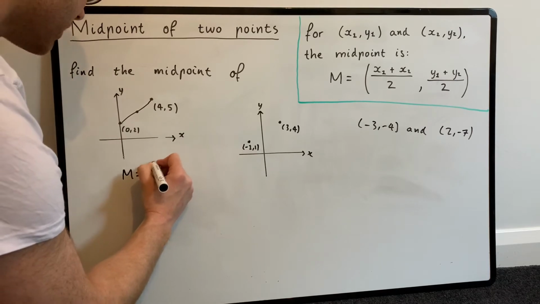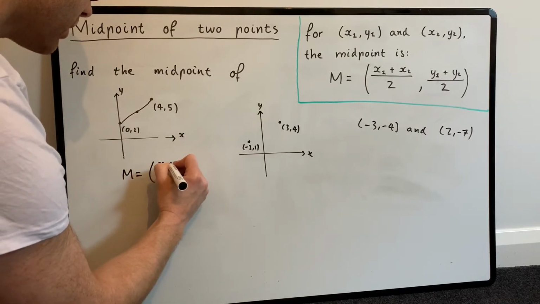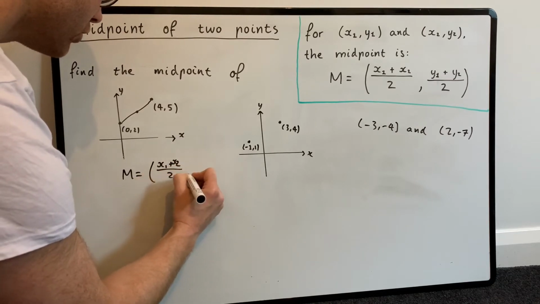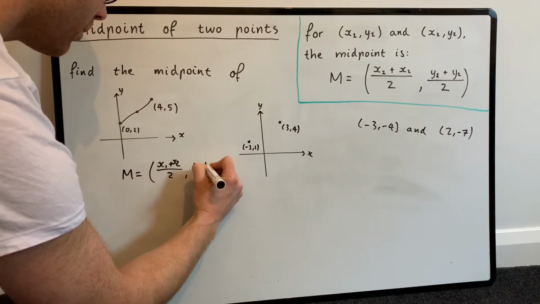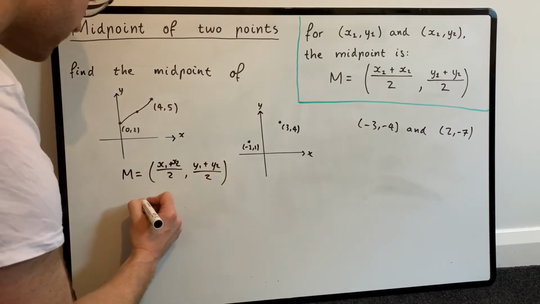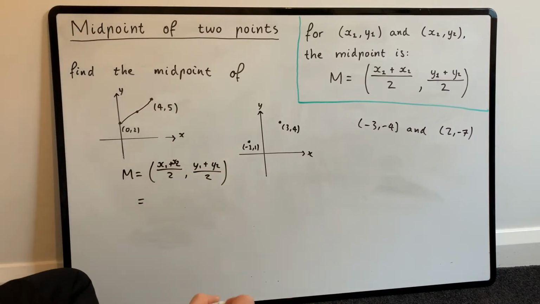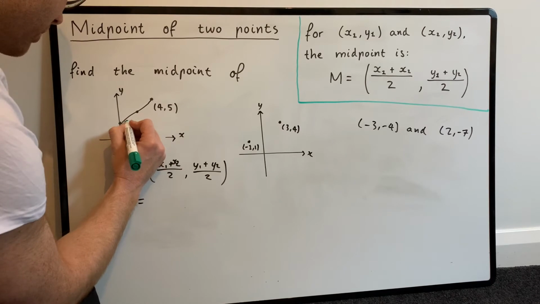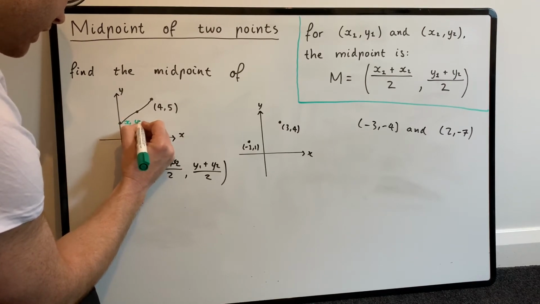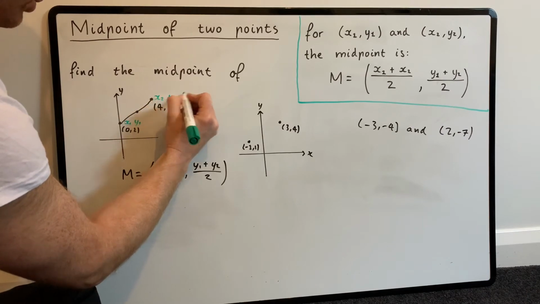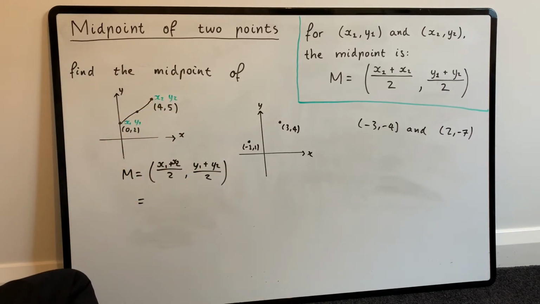M equals (x1 plus x2 on 2, y1 plus y2 on 2). All right, so I've written the formula. Let's do our key info. With coordinates, I like to do it this way. I like to label up the points themselves, x1, y1, x2, y2. Good visual for you.